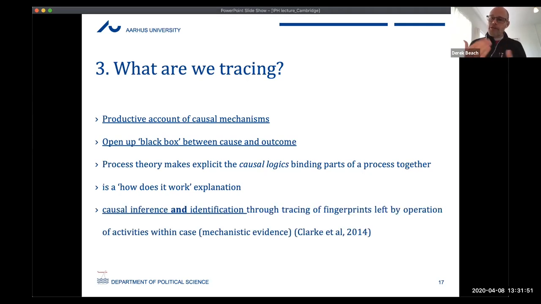So in this kind of method, the causal inference and identification through tracing of fingerprints left by the operation of activities within a case is such that we have both the inference and the identification of the process going on at the same time.